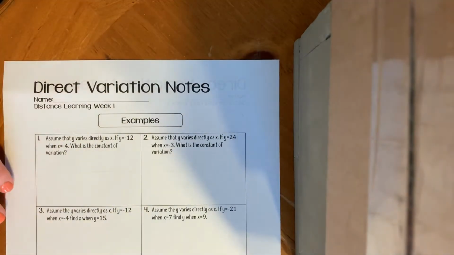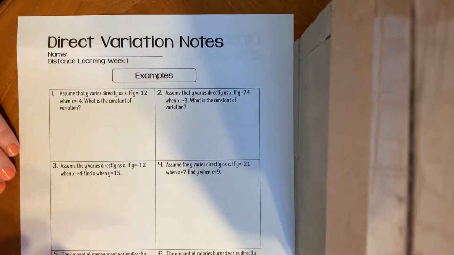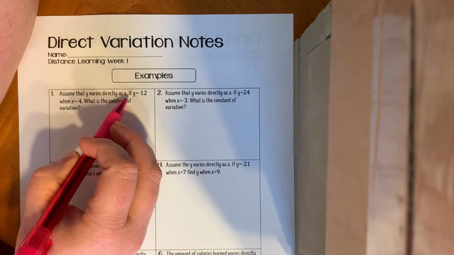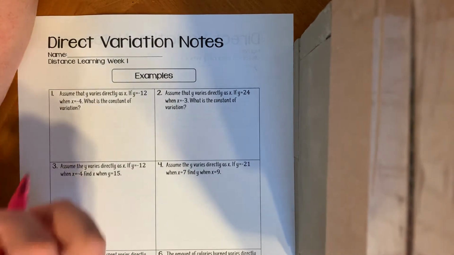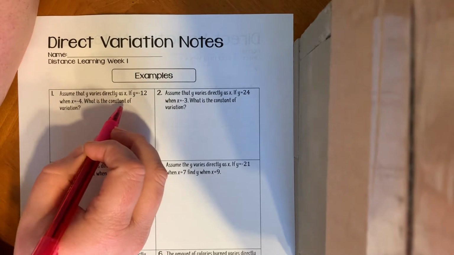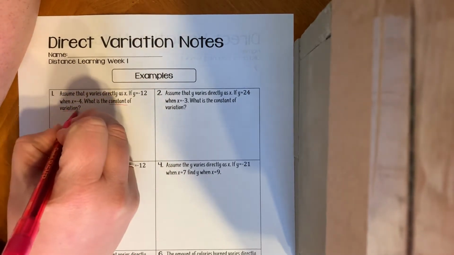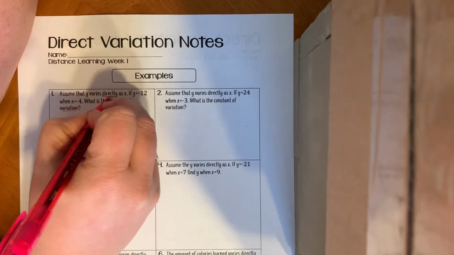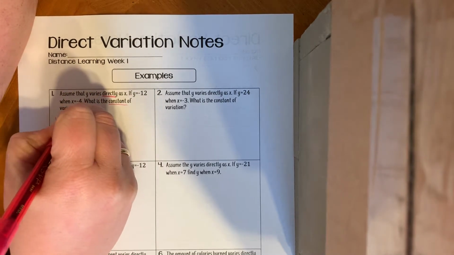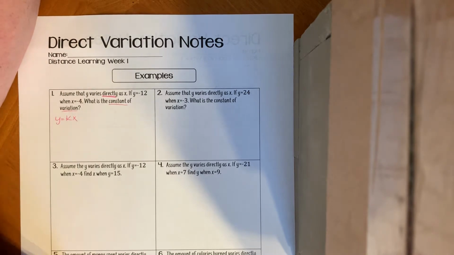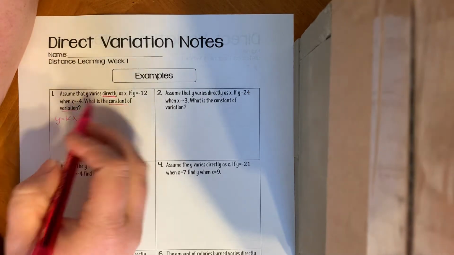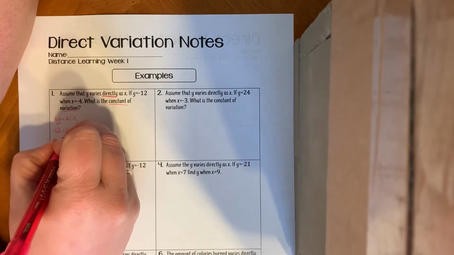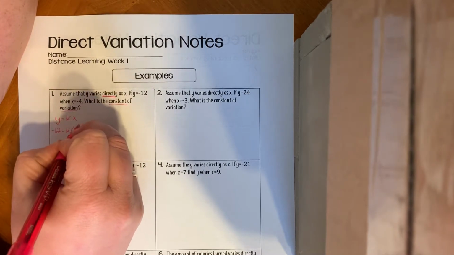All right, looking at the next page, example number 1. It says, assume that y varies directly as x. If y equals -12 when x equals -4, what is the constant of variation? So it's asking us to find k. It's telling us it's direct, so y equals kx. We substitute in values that we know: y is -12, we don't know k, that's what we're trying to find, and x is -4.